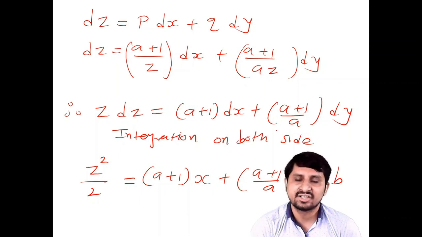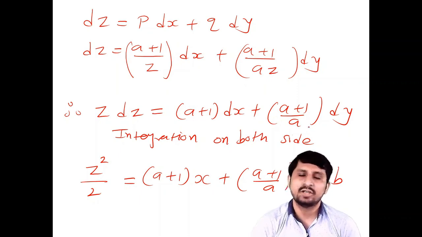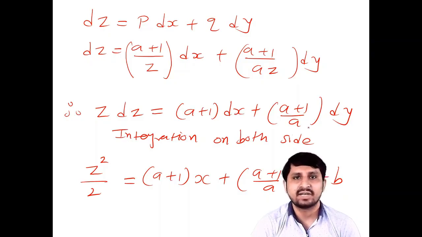So in today's lecture we discussed nonlinear partial differential equation type 1 and type 2. In type 1 we have only two variables, p and q. In type 2 we have three variables, p, q and z. And how to solve nonlinear partial differential equation type 1 and type 2, that we discussed in today's lecture.